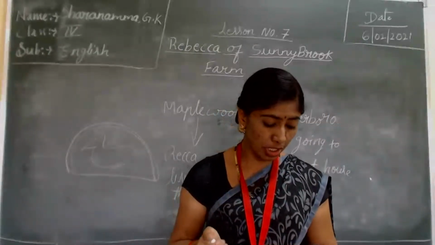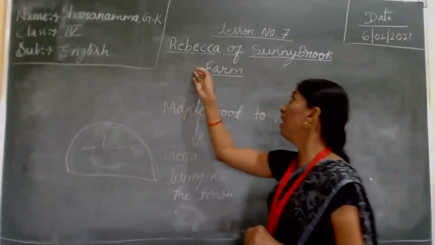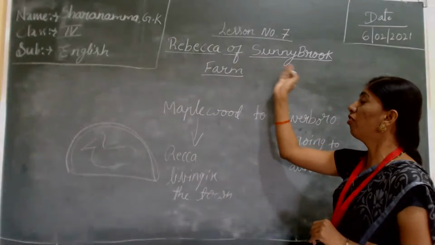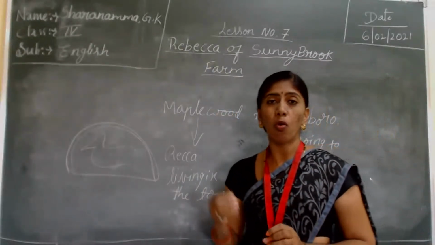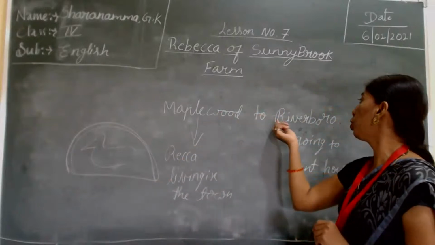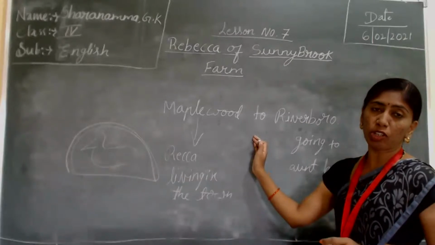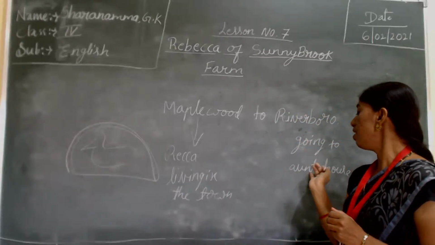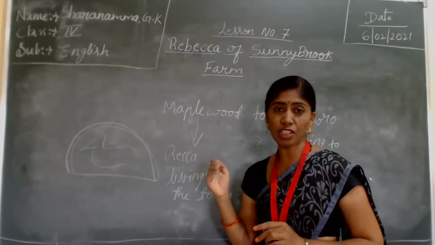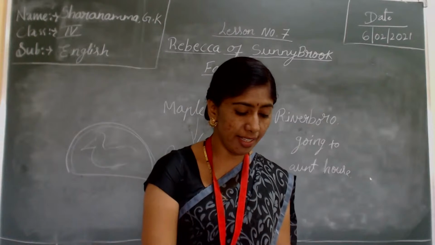This is the story about Rebecca of Sunnybrook Farm. Now she is feeling very happy to move from Maple to Riverboro. Now she is feeling very happy to go to her aunt's house where she will live. I hope all of you have understood the lesson.